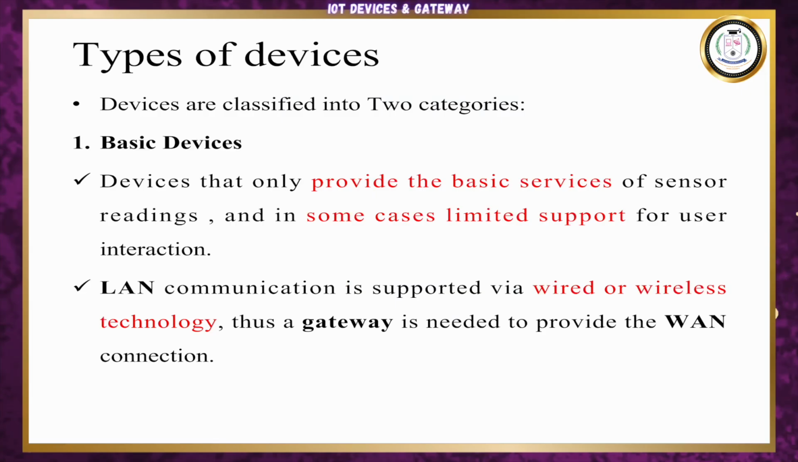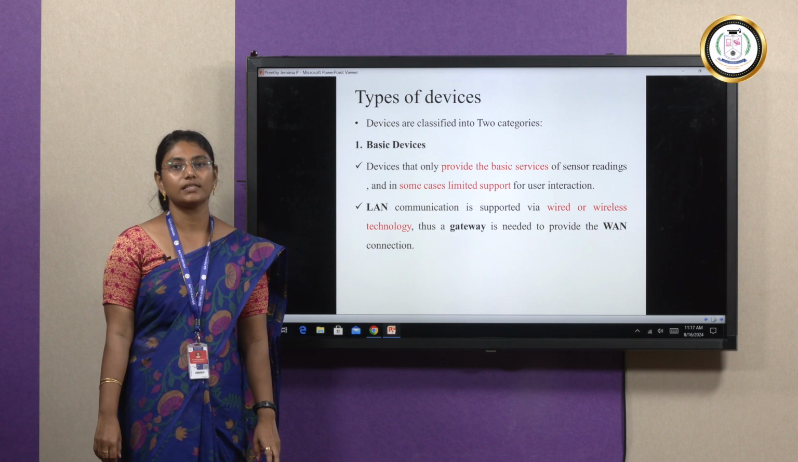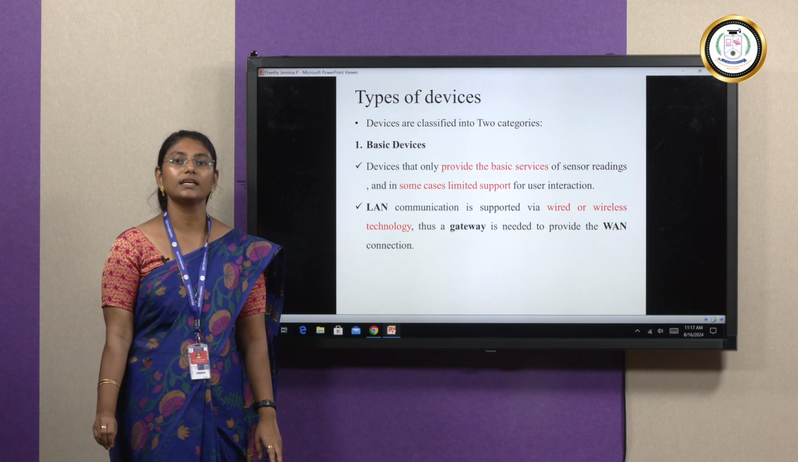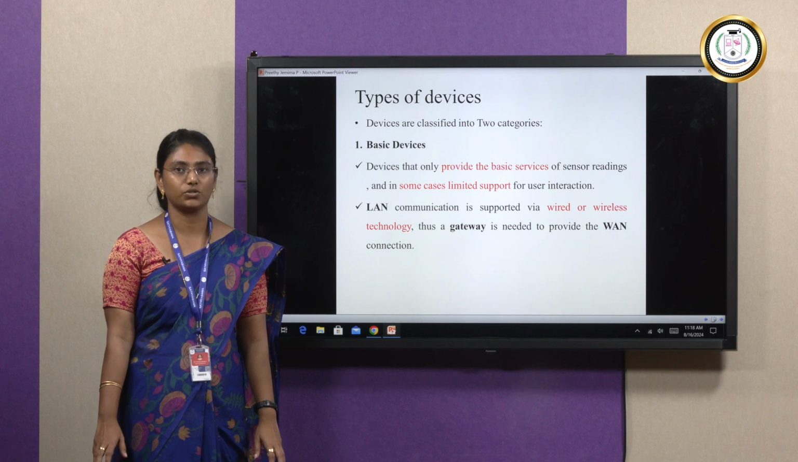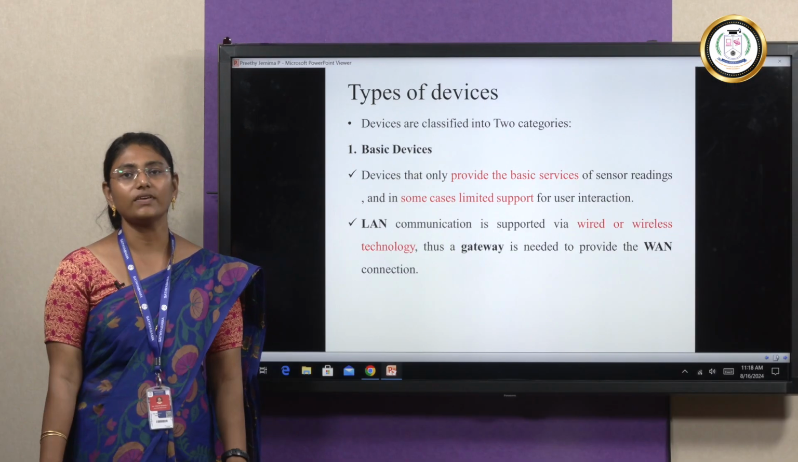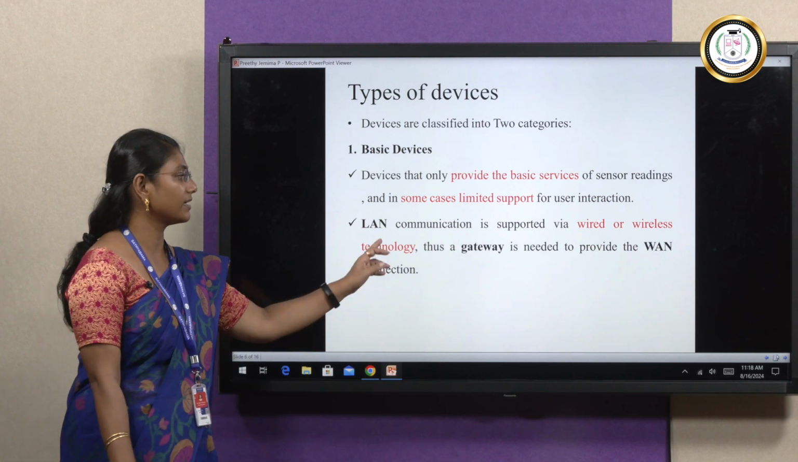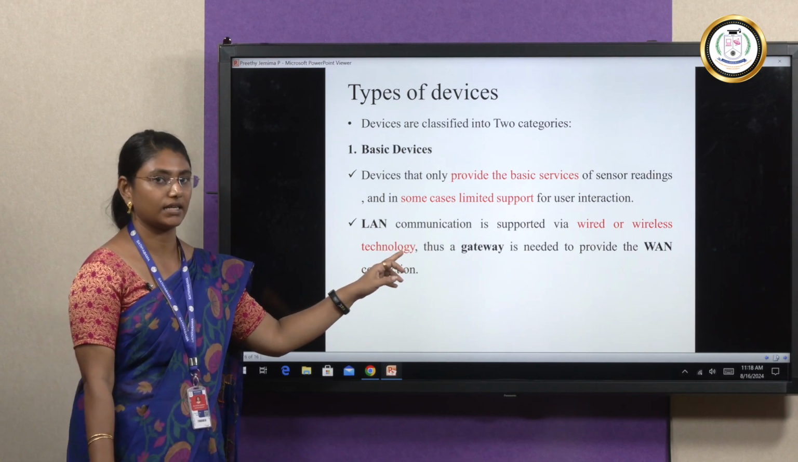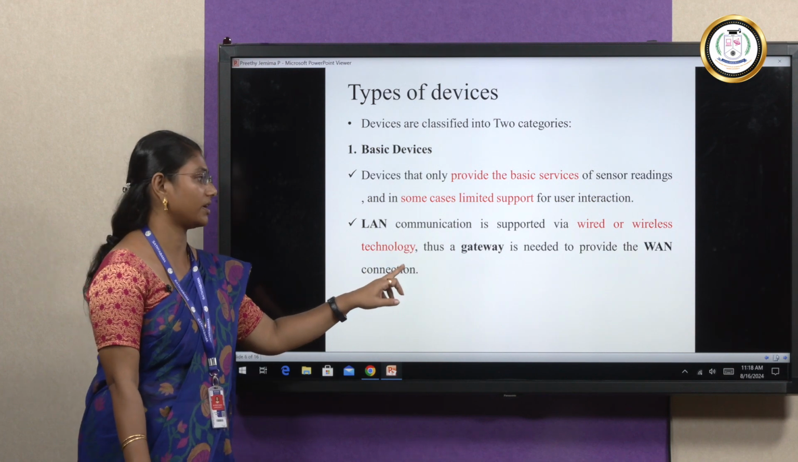Next is the types of devices. Here devices are categorized into two different types. One is the basic one and the other one is the advanced one. First one is the basic device. A basic device is nothing but one which is used for a single purpose. It has only limited resources. Here we are making use of a LAN connection in which gateways can also be installed. Here, for gateways, if you are running behind it, you should have the WAN connection, wired or wireless communications.